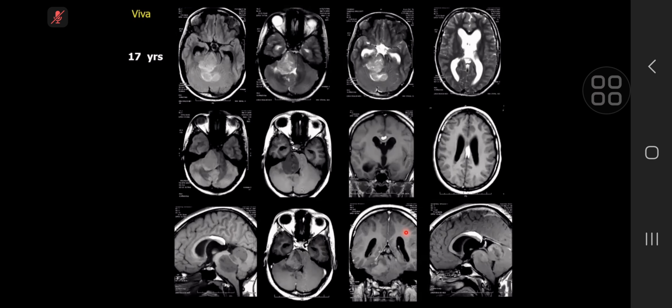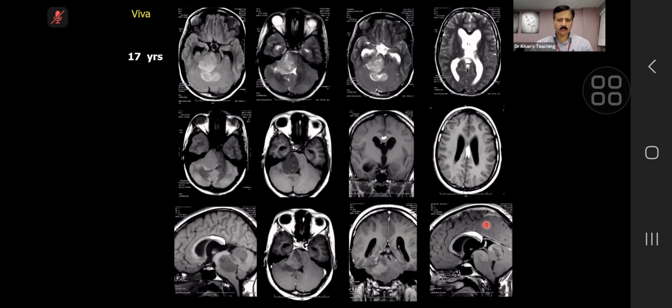So the dural sinuses appear hyperintense. So I think this is a T1 with contrast as well. And this one? Likewise, T1 with contrast. Okay, well done. So you got this one.